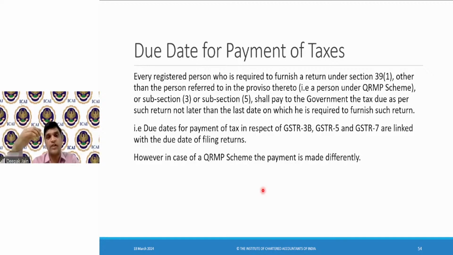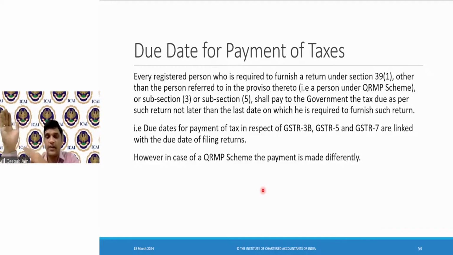a regular taxpayer who's filing GSTR 3B or subsection 3 or subsection 5. Subsection 3 and subsection 5 is for a non-resident taxpayer and a TDS payer. They shall pay to the government the tax due as per such return, not later than the last date on which he is required to furnish the return. मतलब the due date for filing the return and due date for payment of taxes is one and the same. Okay, so the due date for filing for GSTR 3B is 20th and 22nd and 24th for QRMP people.